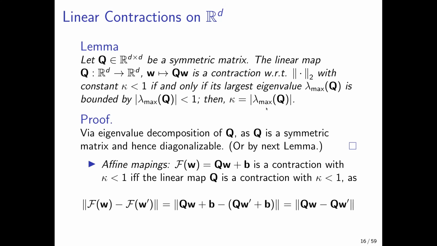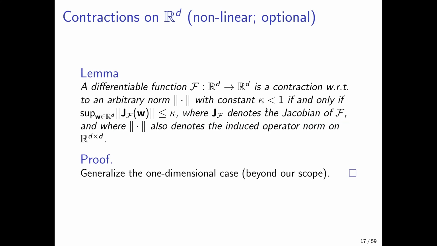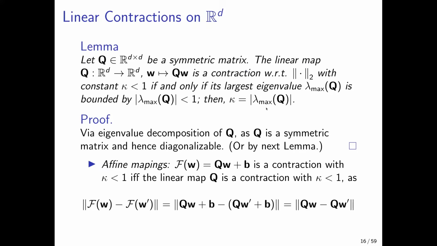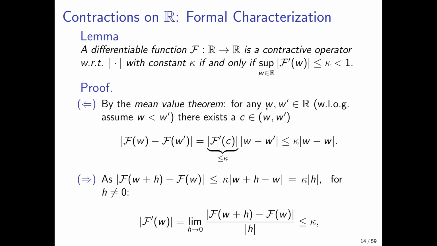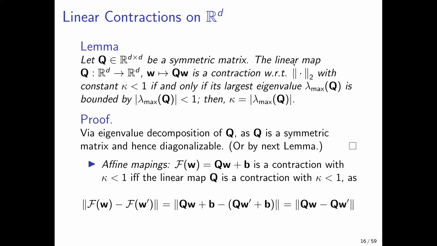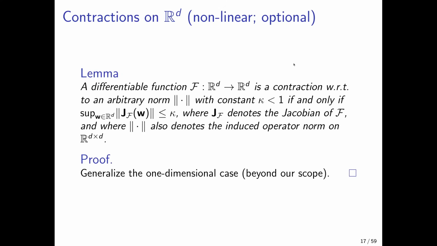And of course, we may also be interested in more general cases, so possibly nonlinear functions on R^D. And here we have a very similar characterization, like in the one-dimensional case. So remember, this was the one-dimensional case. And essentially, we replace this derivative in the multi-dimensional case by the Jacobian.